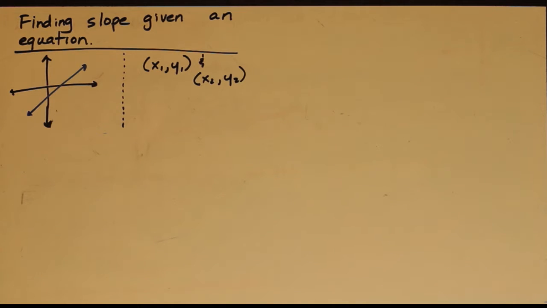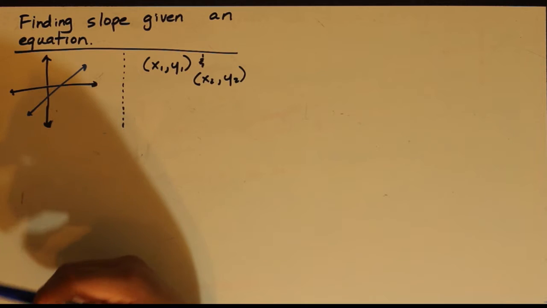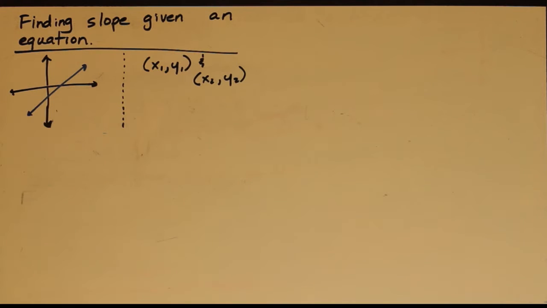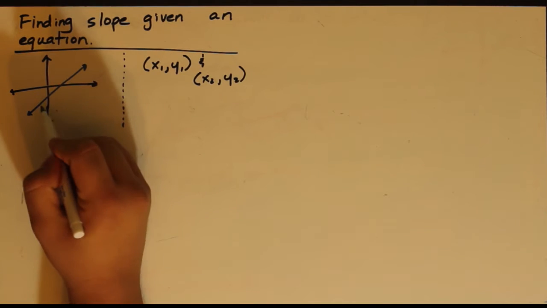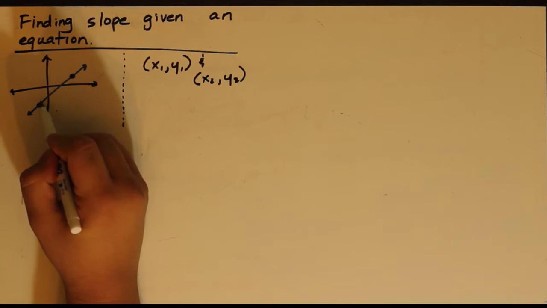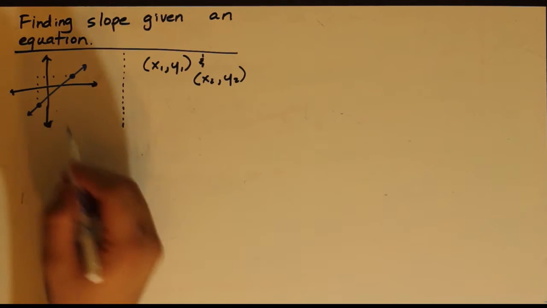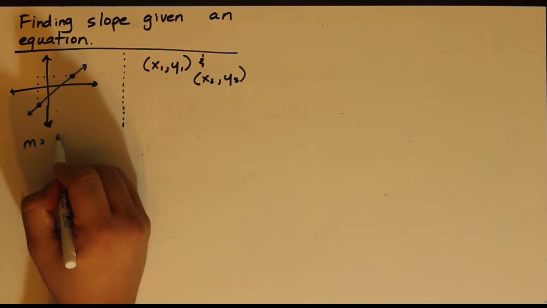Alright, so for this video, I wanted to talk about finding the slope when you're given an equation. I have this up here because I wanted to remind you about how we've been finding slope up until now. Before, you would have 2 points on a line, and I would ask you to count up the grid and figure out your rise over run. So that was one way we found the slope.